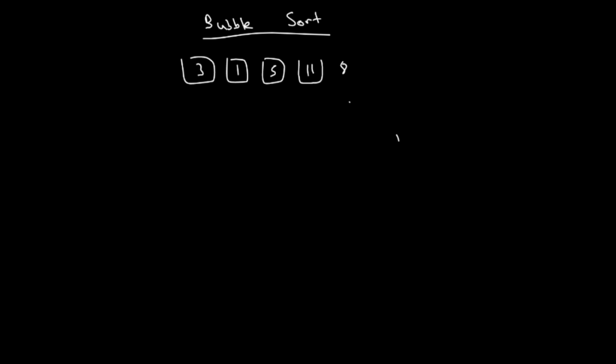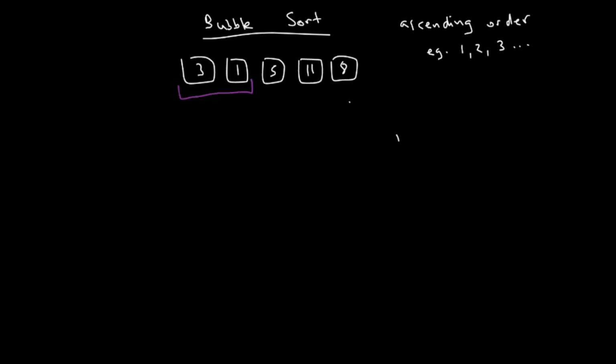Now let's look at bubble sort. In this case we will choose the numbers 3, 1, 5, 11, and 8. I'm going to draw boxes to make it neater. Okay, in this example we will sort the numbers in ascending order, which is from smallest to largest. For example 1, 2, 3, etc.